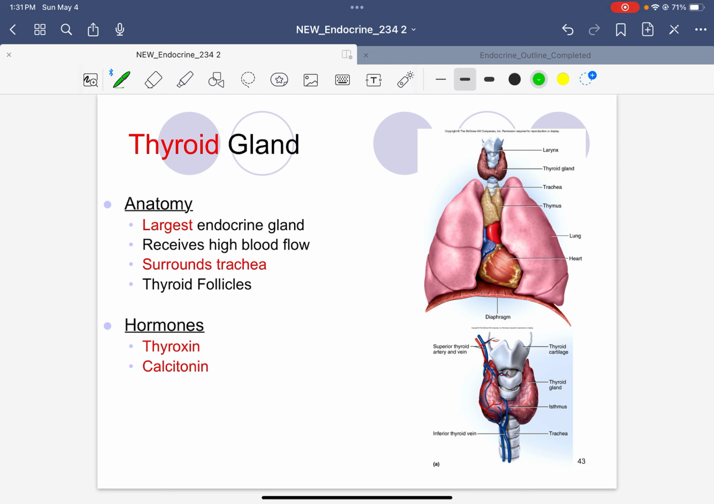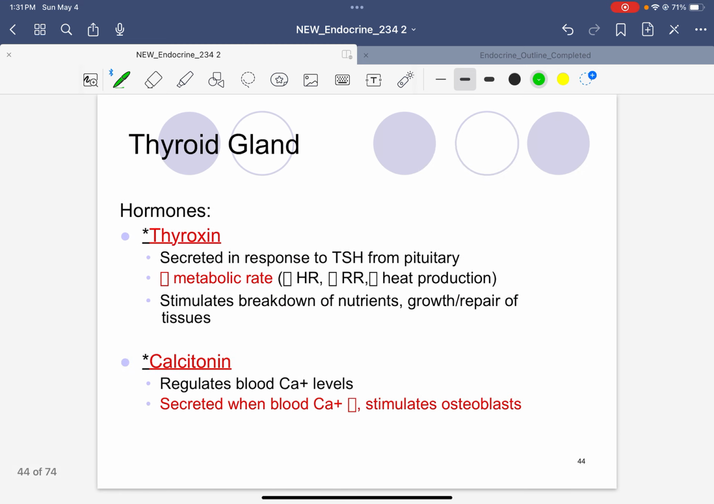Thyroid. Please be careful. The thyroid is the one around the neck. In a moment, we're going to be discussing the thymus. The thymus is lower, right above the heart. But right now, the thyroid surrounds the trachea. It's our largest endocrine gland. The two hormones that we're going to talk about are thyroxine and calcitonin. Here we go. Thyroxine. Its basic function is to increase metabolic rate.